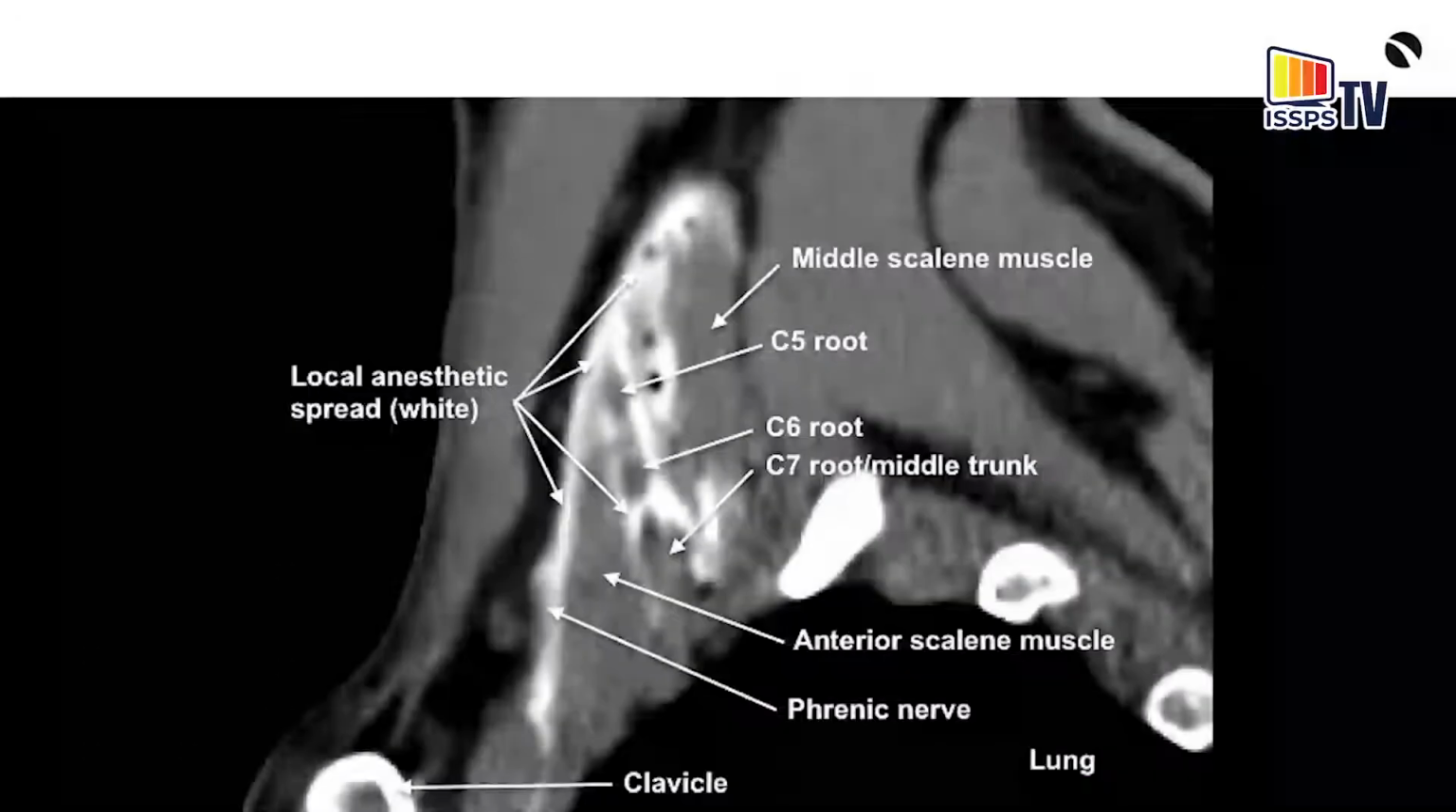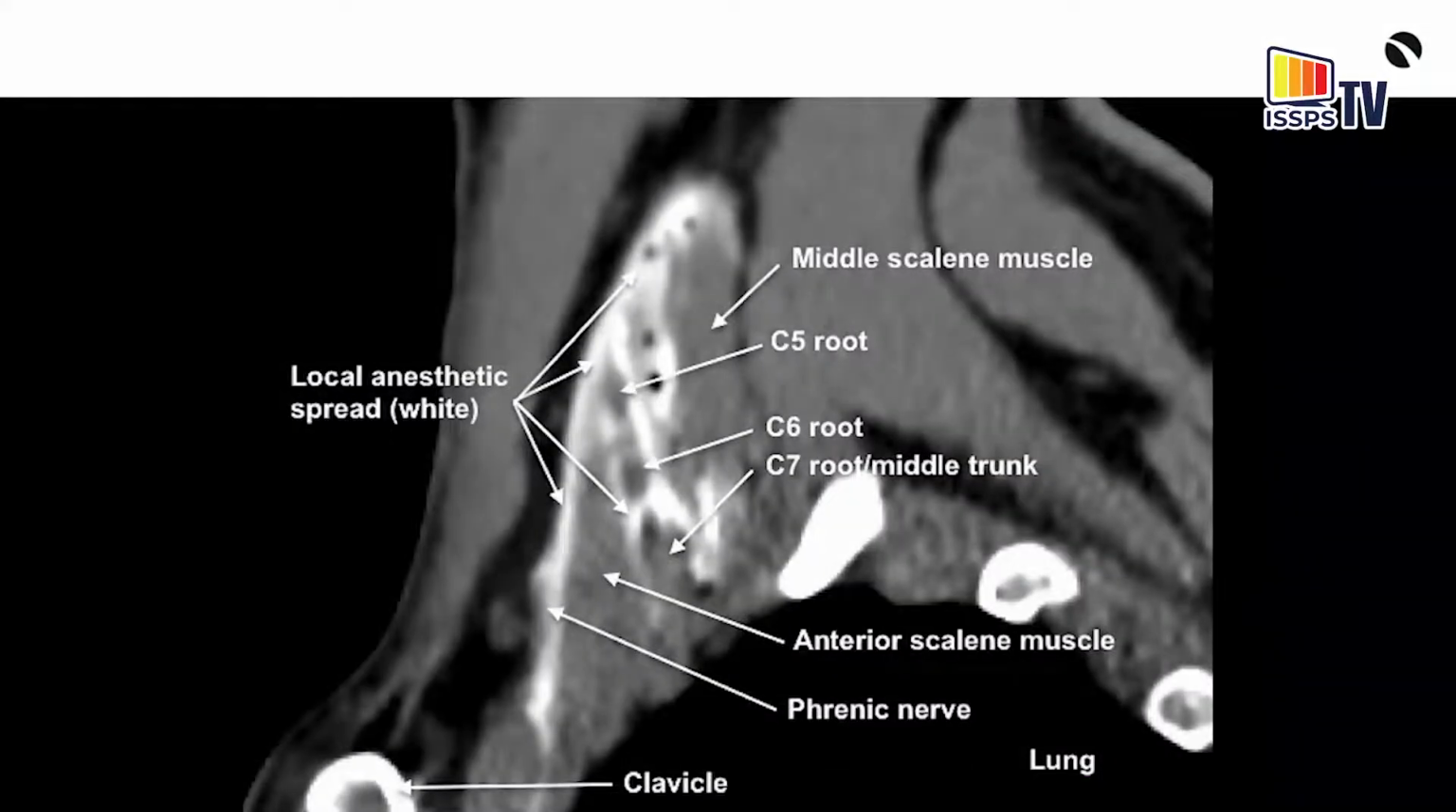If we look at this image from the work of Admir Hadzic, we can clearly see the free spread of contrast medium to include the phrenic nerve when injected into the space between the circumneurium and the epimysium. If it were injected or infused deep to the circumneurium, the spread would most likely have been limited to the three roots and not to the phrenic nerve.